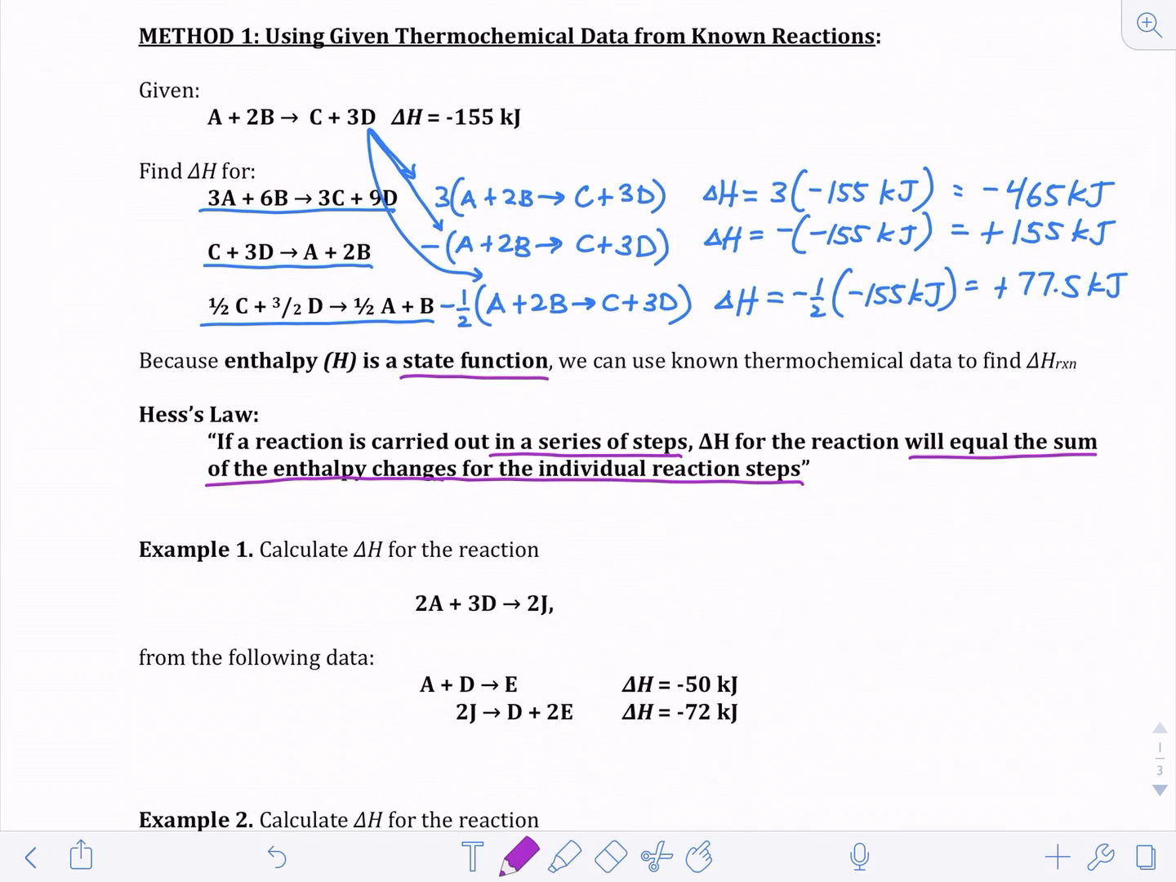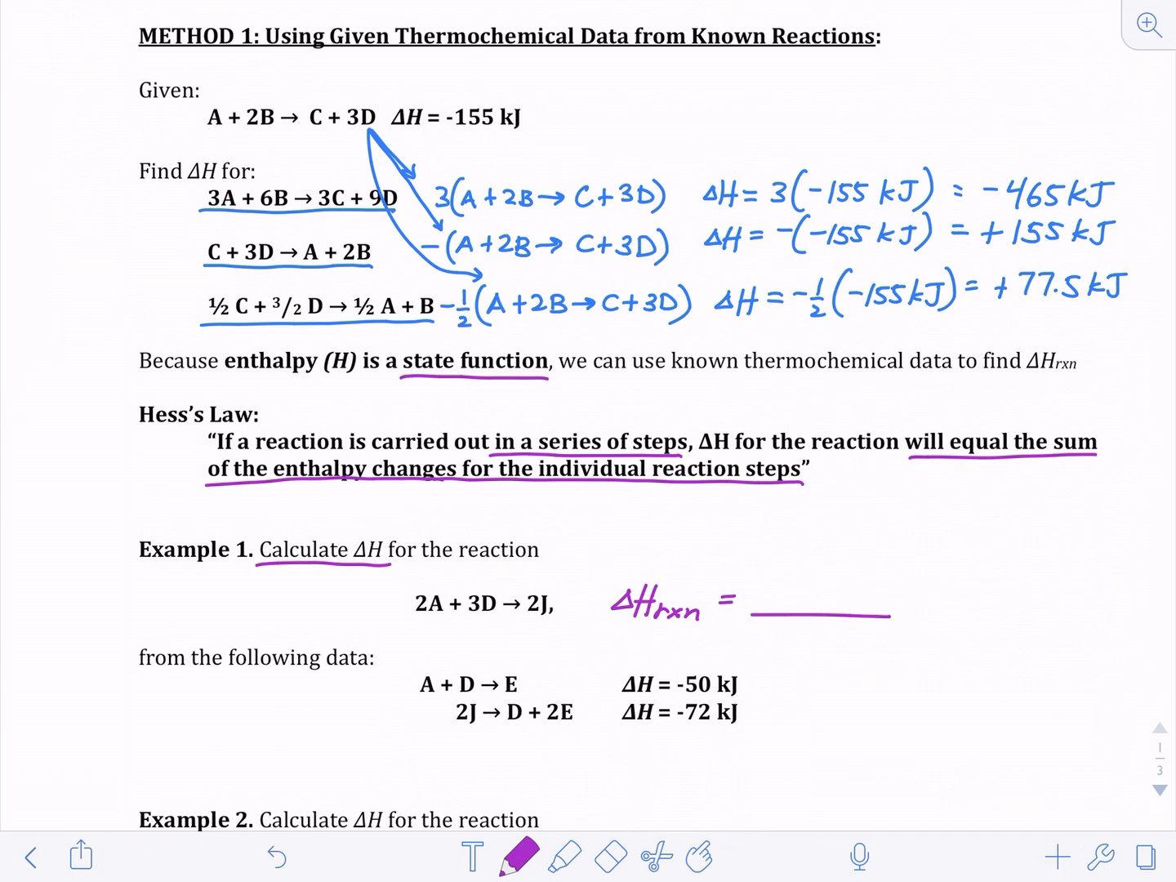So the first example is fake. Again, 2A plus 3D goes to 2J. You'd be hard-pressed to even find a J anywhere on the periodic table because there isn't one. But 2A plus 3D goes to 2J. So we're going to try to build this equation from data that we're given. So really, it says calculate delta H. So we want to know the delta H for this reaction. So we have two pieces of data.